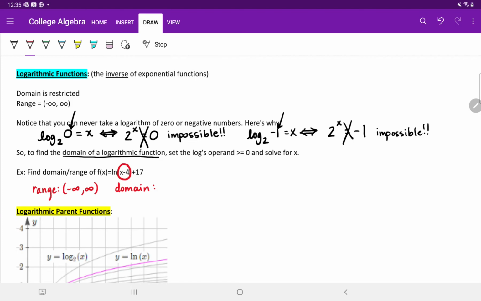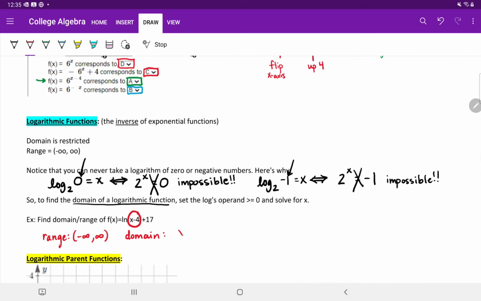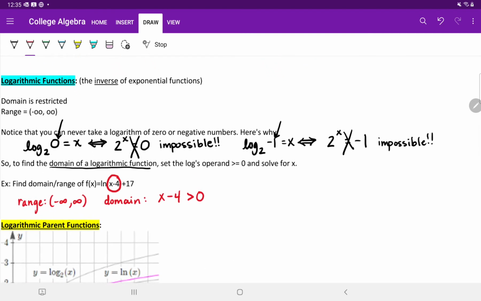The domain, on the other hand: I'm not allowed to take the natural log of negatives or of 0. So x minus 4 has to be greater than 0. It's not greater than or equal to, because remember, it's not allowed to be equal to 0. It has to be greater than 0. So then we find the set of x values that make that possible, and we would restrict our domain. Our domain would have to be x is greater than 4, so that would be from 4 to infinity.